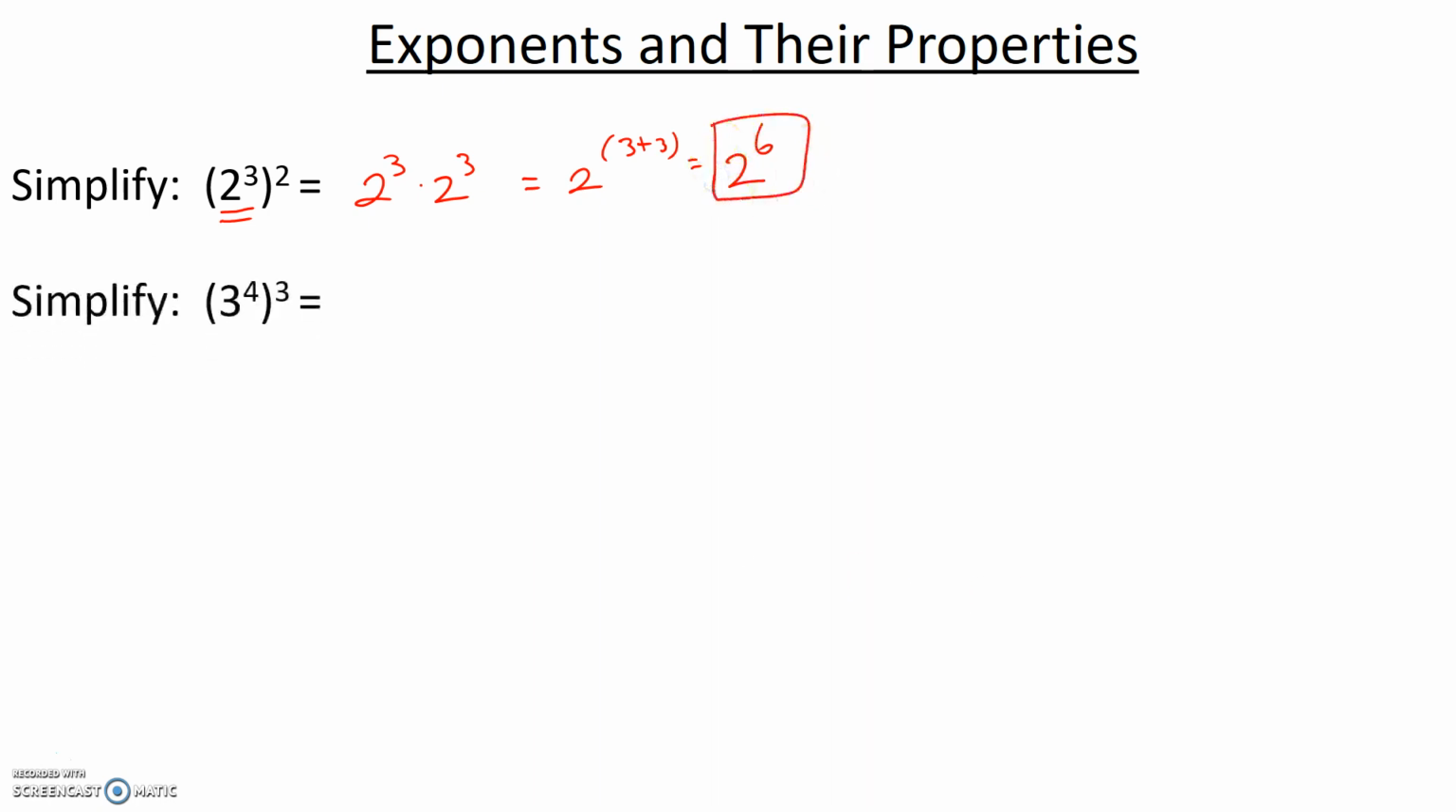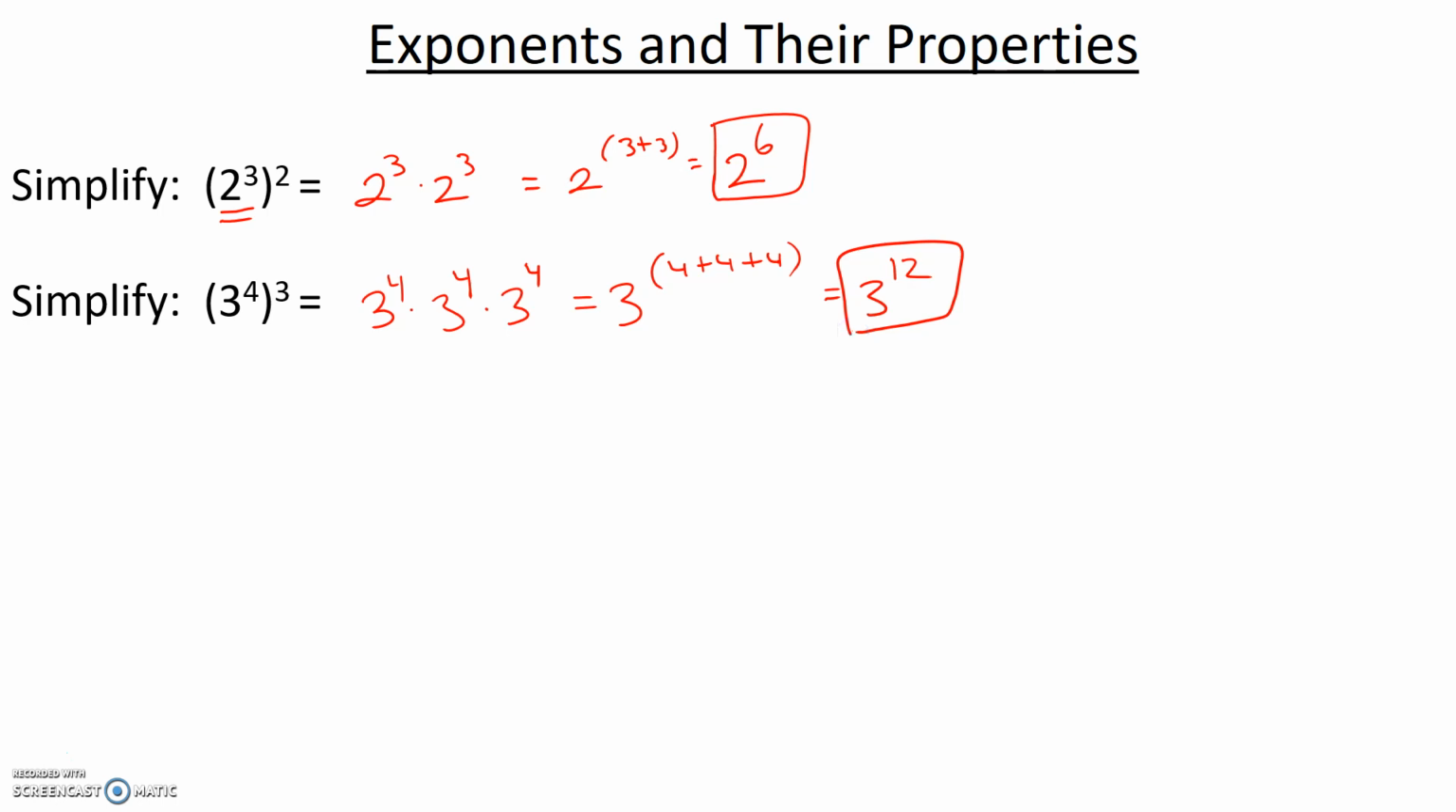Another example, we have 3 to the fourth in parentheses raised to the third power. Our base is now 3 to the fourth, so we will now take that base and multiply it 3 times since that is a power. When multiplying the same base, we add the powers and keep the base. So 4 plus 4 plus 4, this will give you 3 to the 12th.